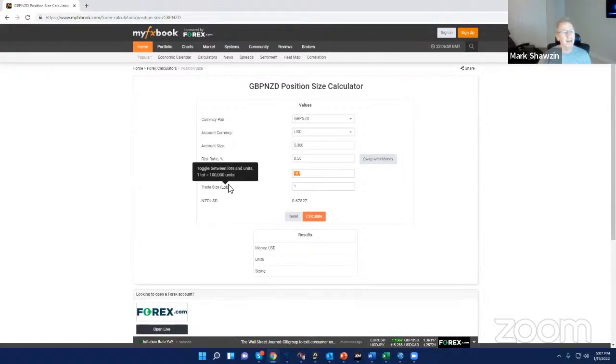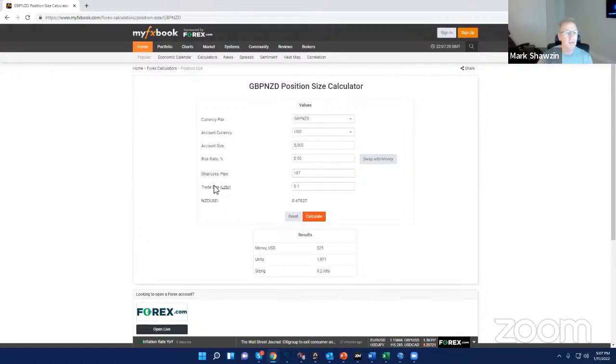So you can see one lot equals 100,000 units. So that's like a normal lot. So if you're going to do a mini lot, then it's 0.1. And then you just hit the calculate button. And this just tells you, and I don't even know if I did that right. They've made this really terrible. This should be a great position size calculator.